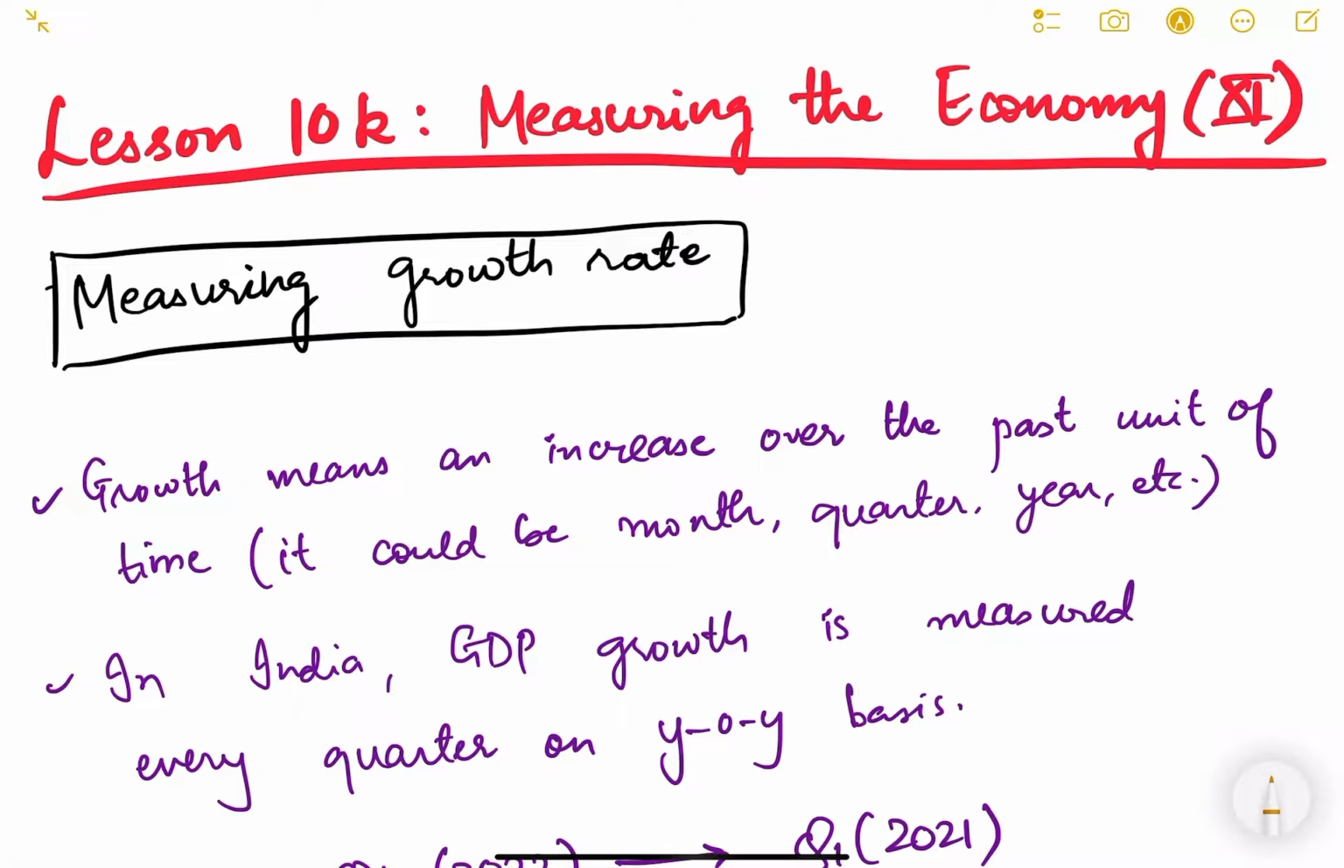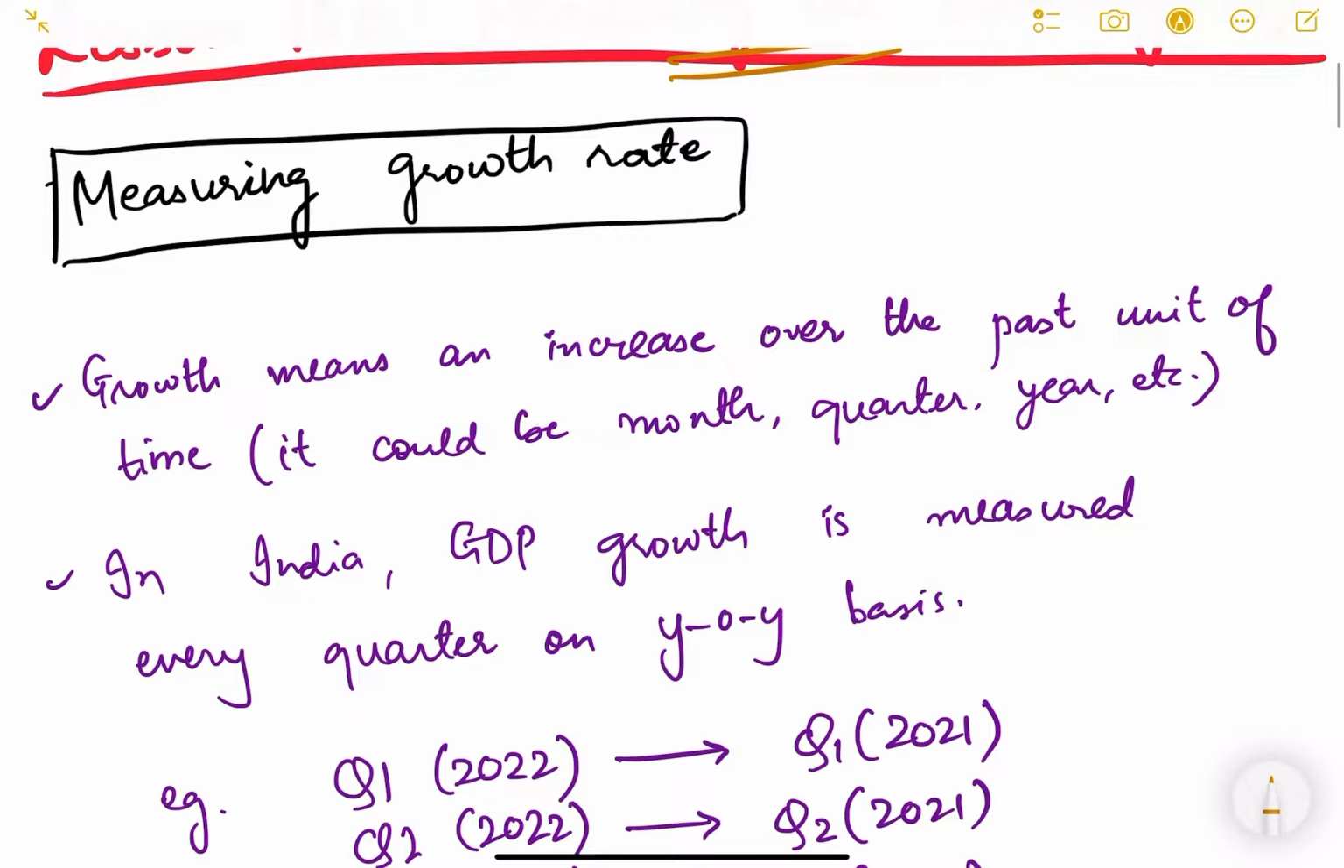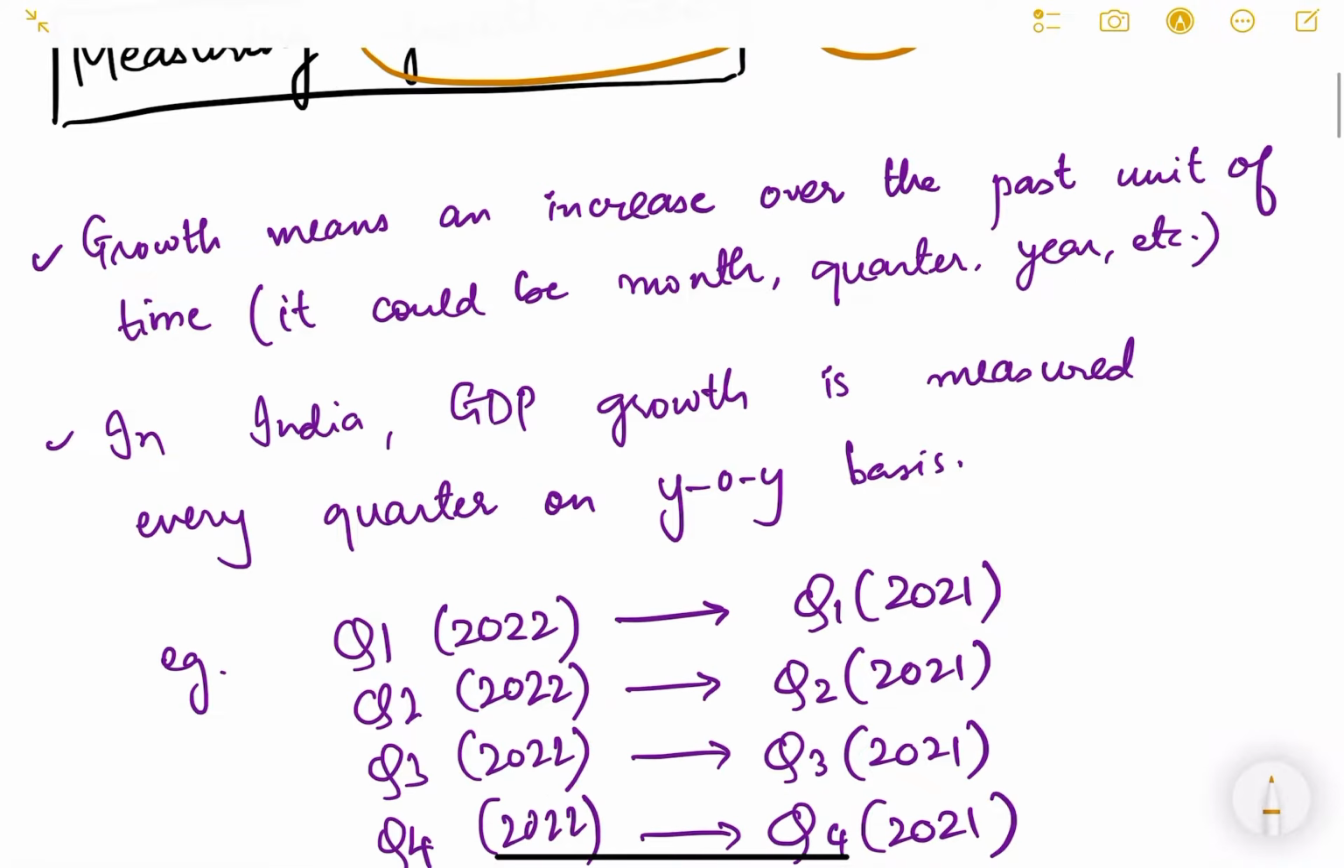So, let us continue with discussing the topic measuring the economy. In this video, we will discuss how we measure the growth rate. Okay, GDP growth. So, we will see here. Basically, growth means an increase over the past unit of time. That is the definition of growth.